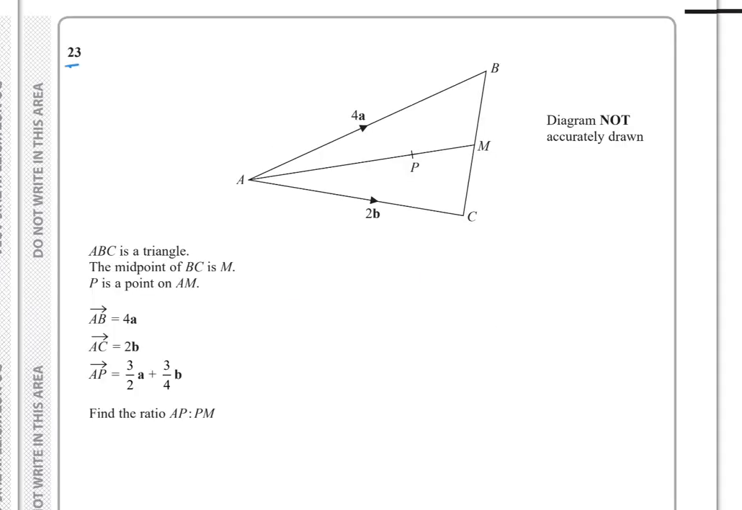Next one, 23. ABC is a triangle. The midpoint of BC is M. B is the point on AM. AB equals 4a. AC equals 2b. AB equals 3 over 2 a plus 3 over 4 b. Find the ratio between AB and BM.